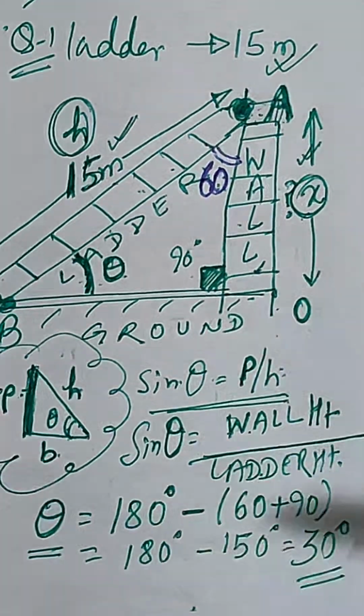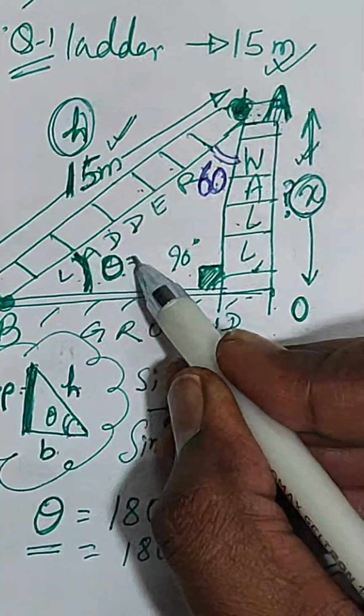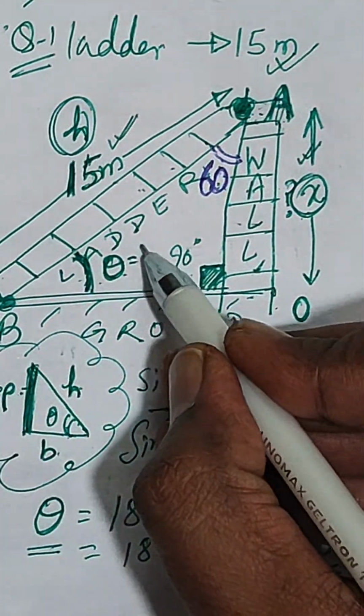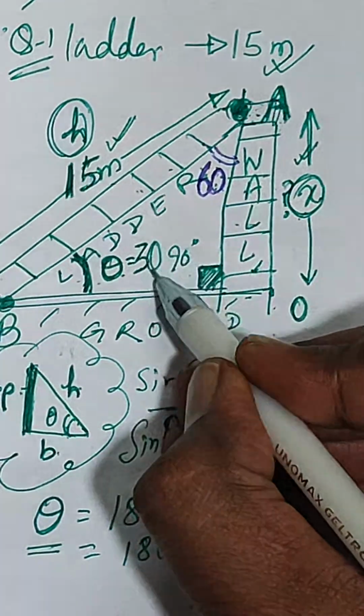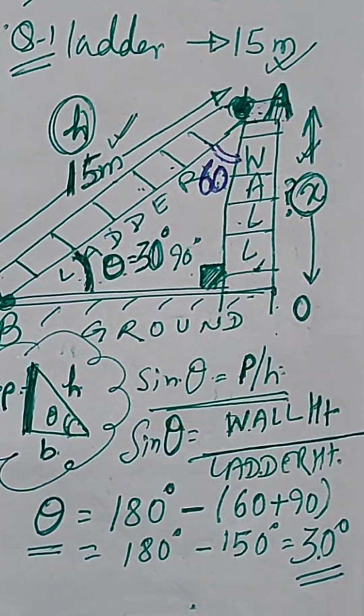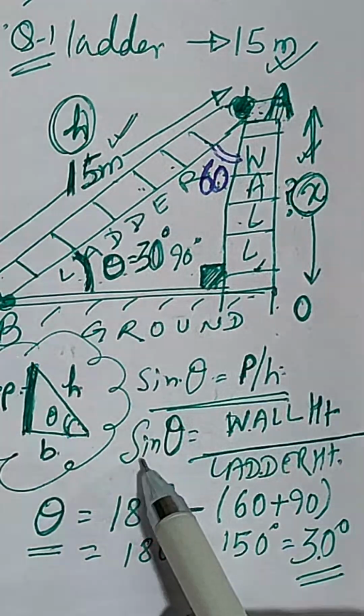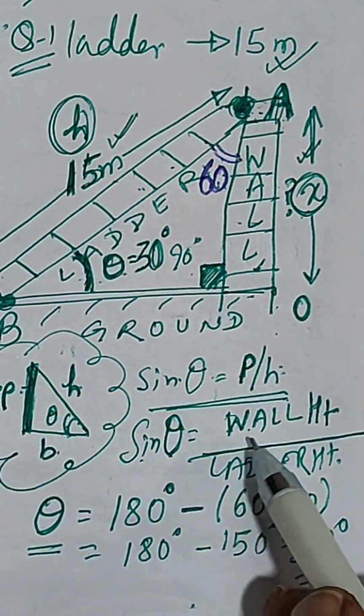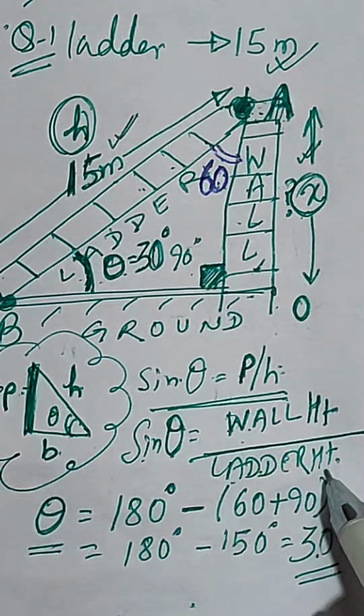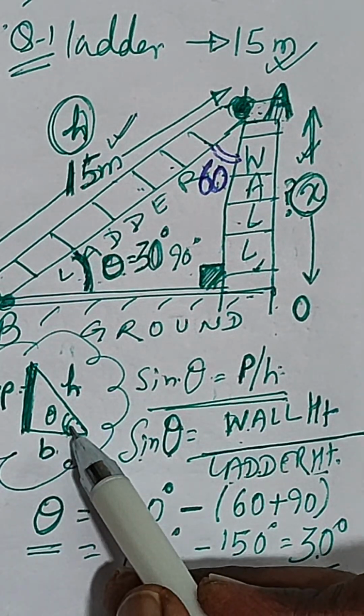Now this theta is calculated as 30 degrees. Now we have seen that sine theta is the ratio of the wall height to the ladder height, if you recall this, right?